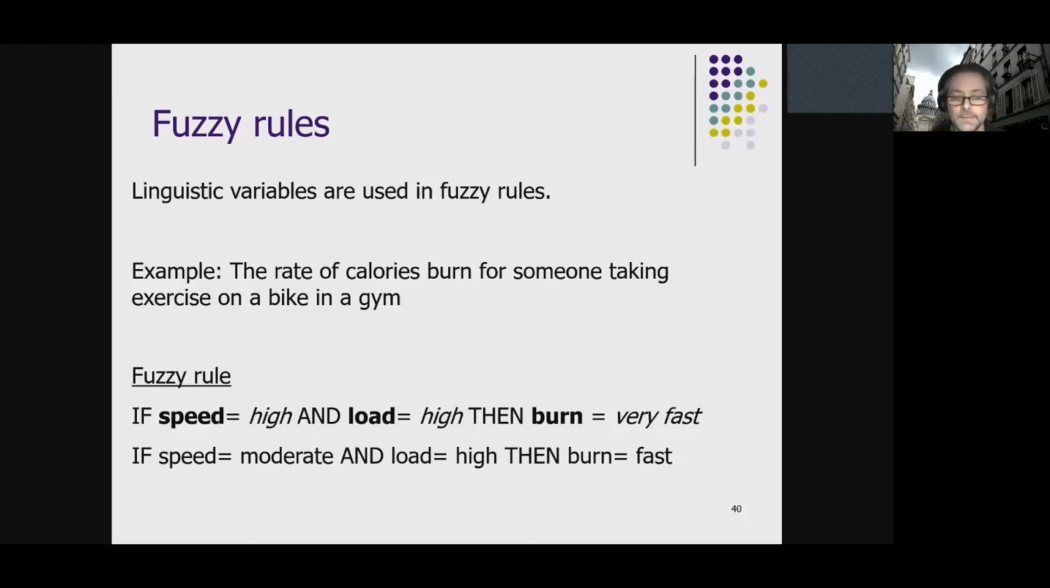The variables are speed and load. The action, the decision, is to burn; that is the name of the variable, and the values are fuzzy. It's high, moderate, very fast, fast. These are represented by fuzzy sets in our case.